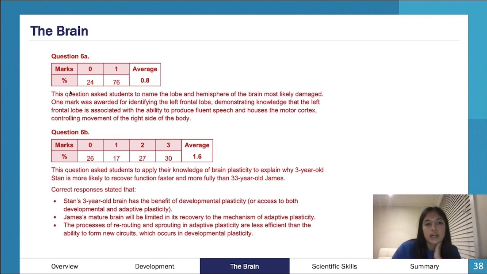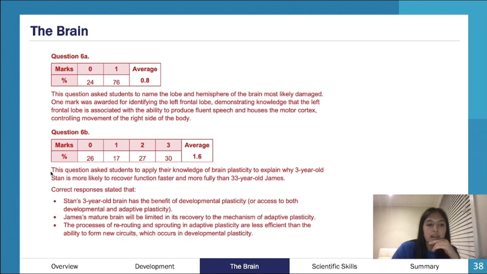So you can see here, name the lobe and the hemisphere. So the left frontal lobe, controlling movement of the right side of the body. So the left frontal lobe, this area, hopefully you're thinking of Broca's area. And again, that's how I think of it, Broca's area, motor, actual production, and then auditory cortex, Wernicke's area. So that idea of hearing and understanding.